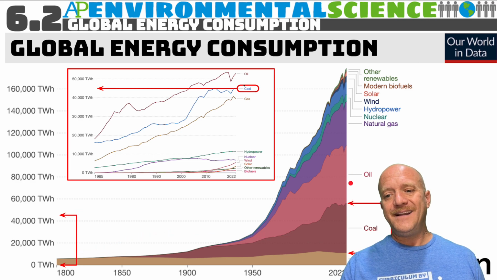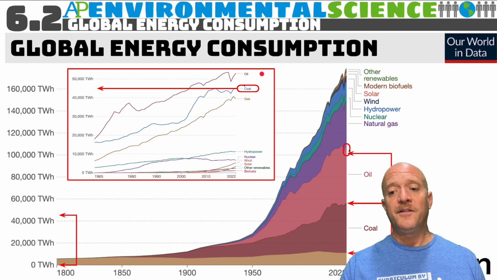Now oil is slightly higher. If you notice, this is the same scale. This is 45,000. And it shows that oil is a little bit more than coal, which is appropriate because up here, oil is also more than coal.